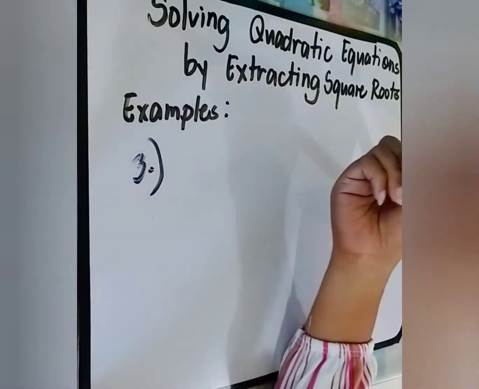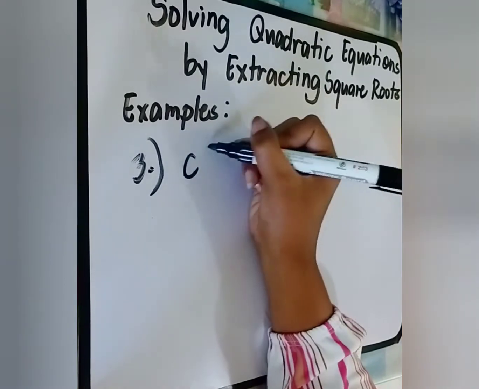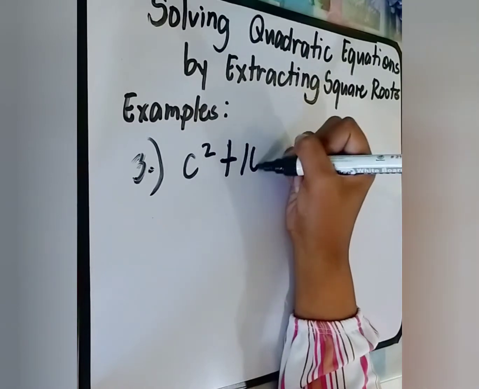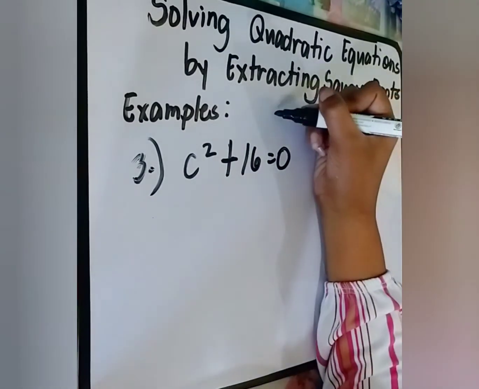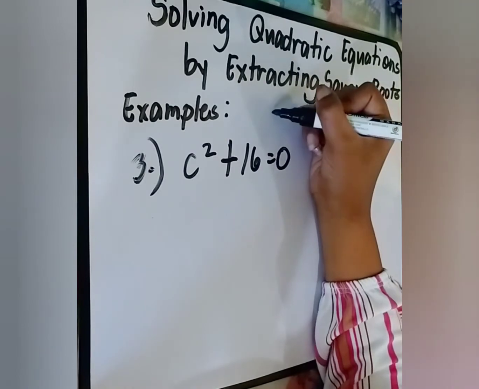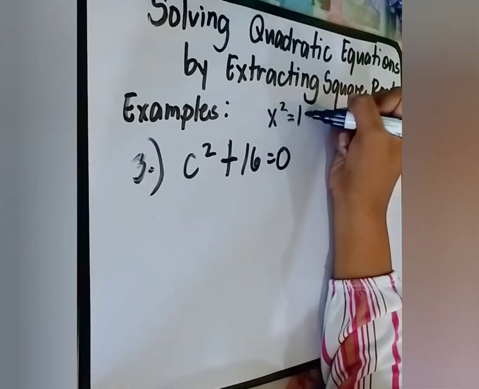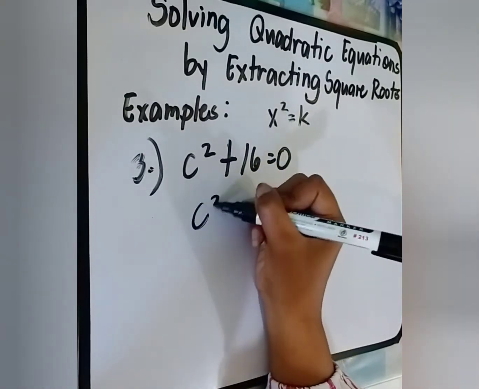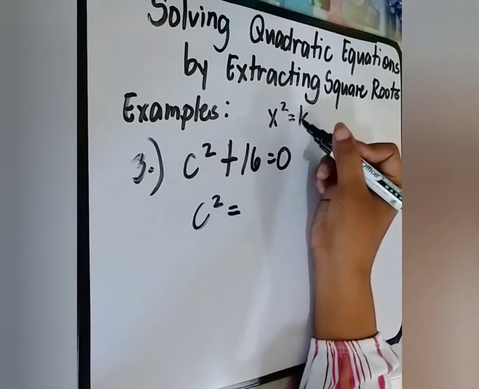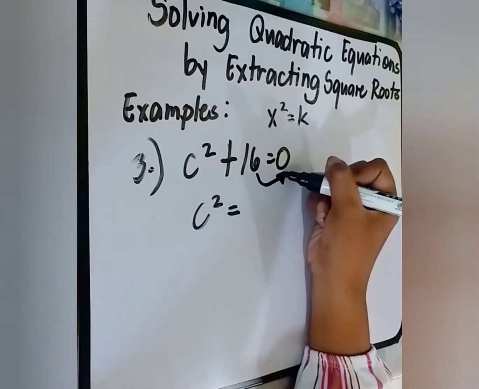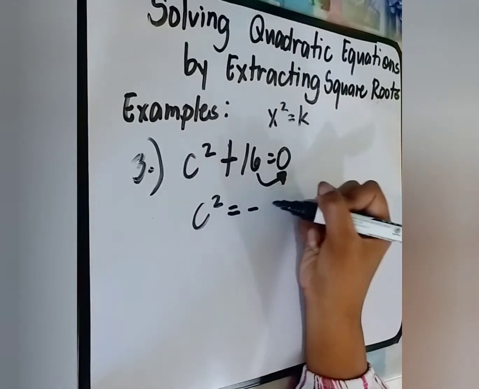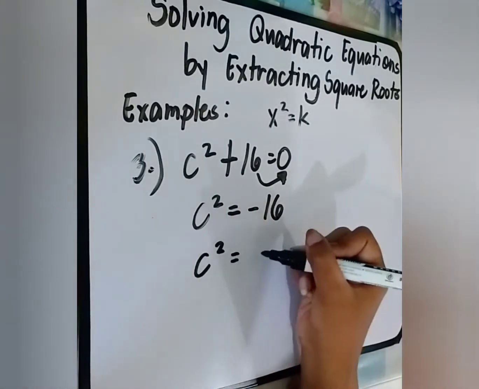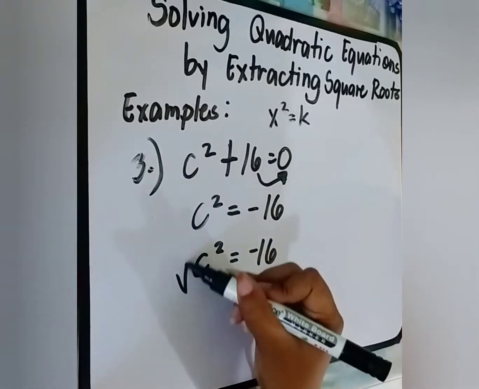Now, let's have example number 3. Example number 3 is c squared plus 16 is equal to 0. Okay, and we are going to transform that equation first into x squared is equal to k. So, yung c squared is yung x squared. So, magiging c squared is equal to, since nasa kabilang equation, c16, which is the value of k, lilipat natin siya sa kabila by addition property of equality or by transpose. So, magiging negative 16 na siya.